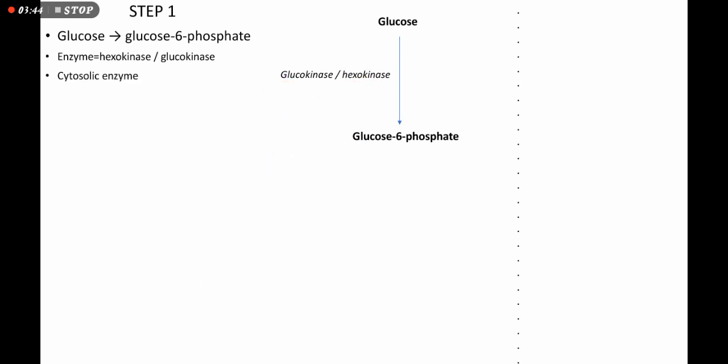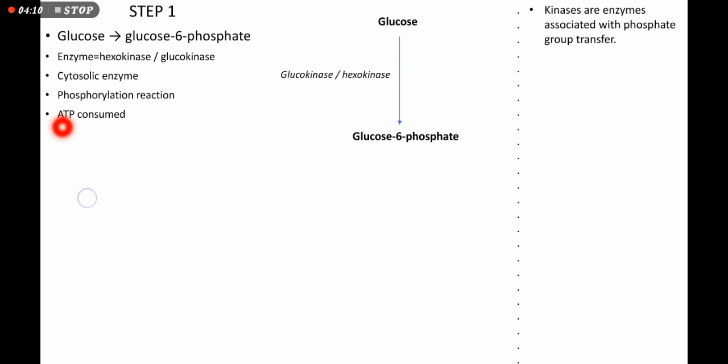This is a cytosolic enzyme, like I told you. These are actually kinases. Kinases are enzymes associated with phosphate group transfer. What actually happens is that hexokinase strips a phosphate from a group and gives it to glucose, forming glucose 6-phosphate. But the question is, where does that phosphate come from? Well, the answer is ATP. ATP is consumed, that is, glucokinase strips off a phosphate from ATP and gives it to glucose, forming glucose 6-phosphate.